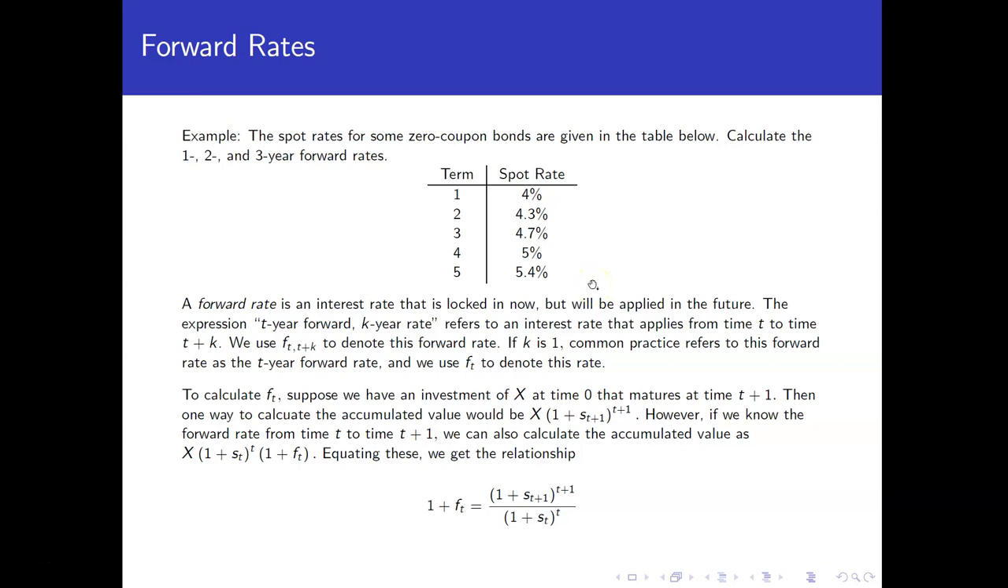But it might be the case that we would like to know what a yield rate might be starting at time 2 and ending at time 5, or starting at time 3 and ending at time 4. So that's the concept of a forward rate. Again, a forward rate here is an interest rate that we lock in now, but we're not going to apply it until some time in the future.